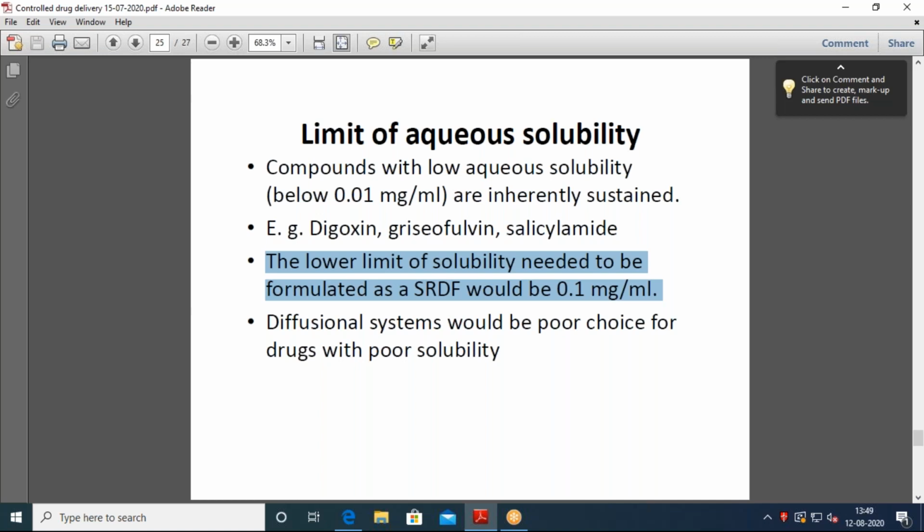What are diffusion systems? I've already discussed this. Diffusion systems are the ones where the mechanism of release from the system is by diffusion. And I also gave you the example of Fick's law. You want me to go back? I've shared the presentations, if I'm correct. Yes or no?